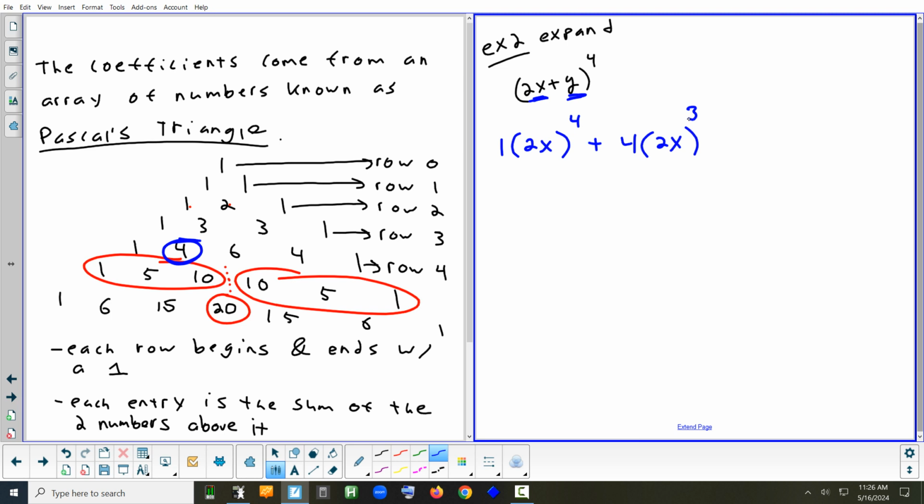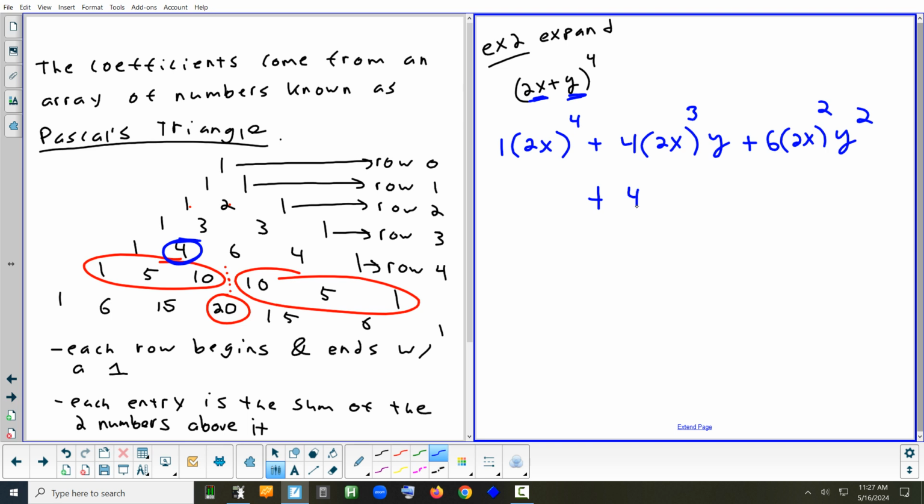And what else? Times y there. Times y. To what power? No power. It's just 1. To the first. Yep. Okay, next coefficient would be 6. And then in parentheses, 2x to the second. And times y to the second. Yep. Okay, next term.